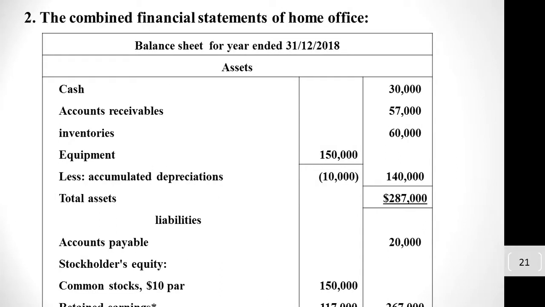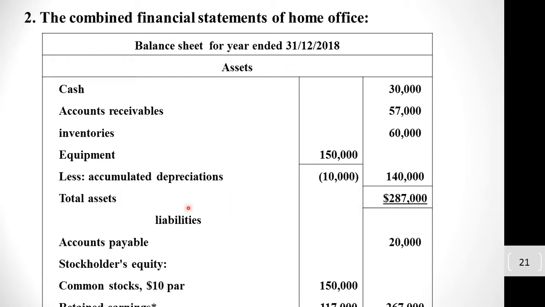Finally, we're gonna prepare the balance sheet. We're gonna gather all the given assets. Cash equals 30, accounts receivable 57, inventory 60, equipment 150 less accumulated depreciation 10. The net equipment will be 140. Add all these to get the total assets.